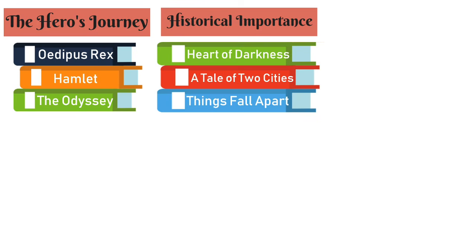Historical importance. This deals with a really historically significant time period. For example, A Tale of Two Cities deals with the French Revolution and the turmoil that was going on at that time, and here are a few other texts that go along with this topic.